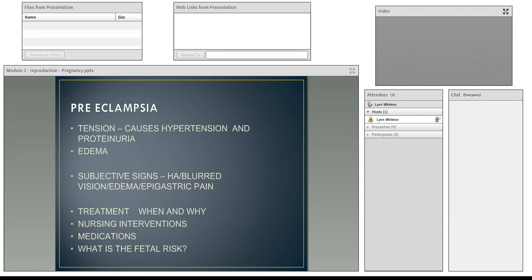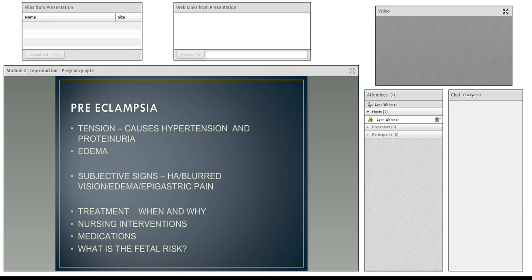So this is not a benign problem. The only cure for preeclampsia is delivery of the placenta and the baby. And then even then, we keep magnesium sulfate on board or infusing for another 24 hours post-delivery.